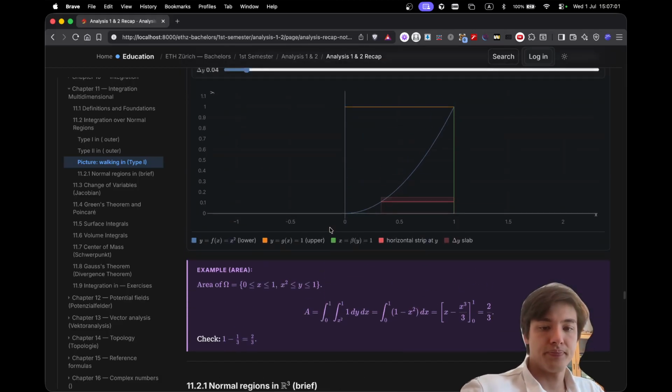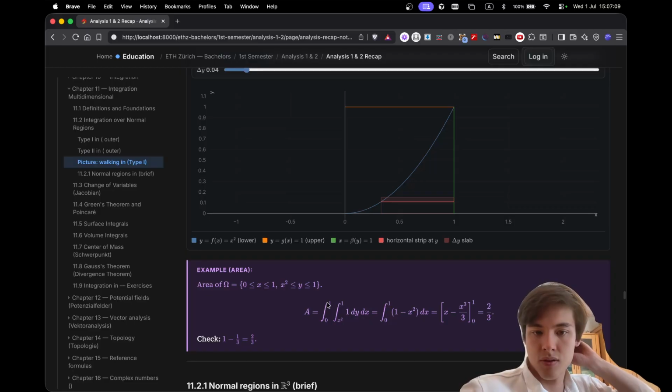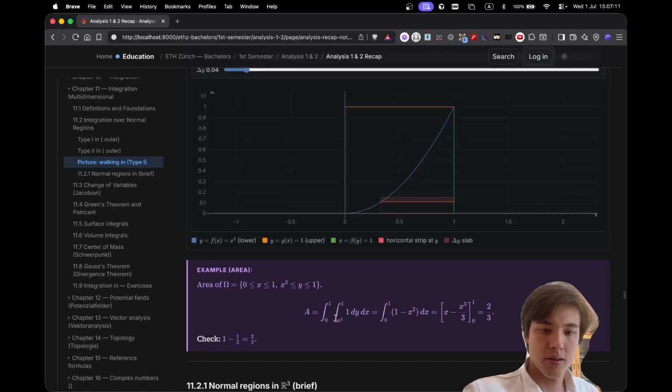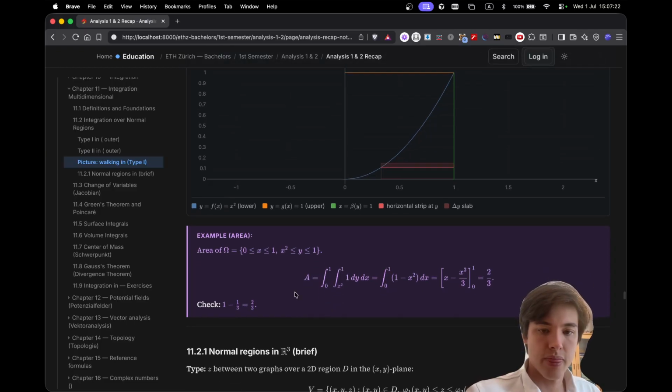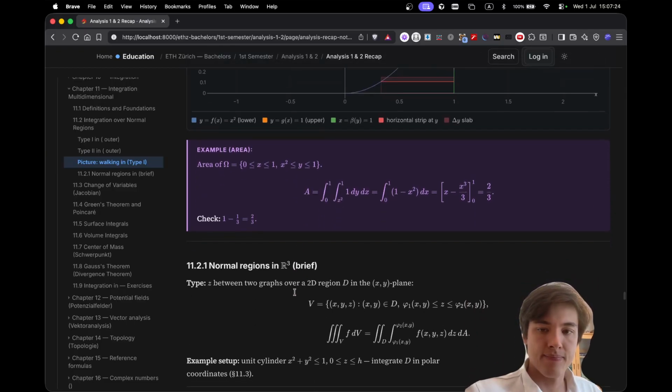So if we see this, x and then y, we know that we integrate, so y has to go from x squared to 1, while x is 0 to 1.